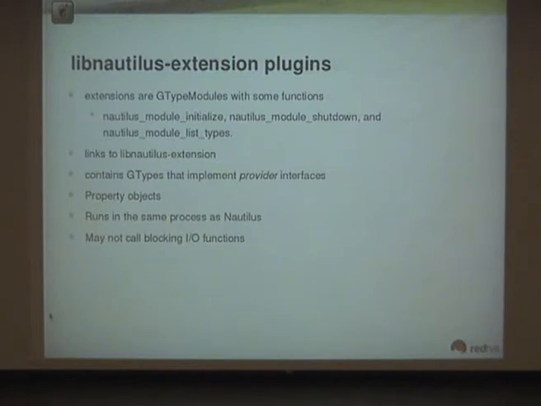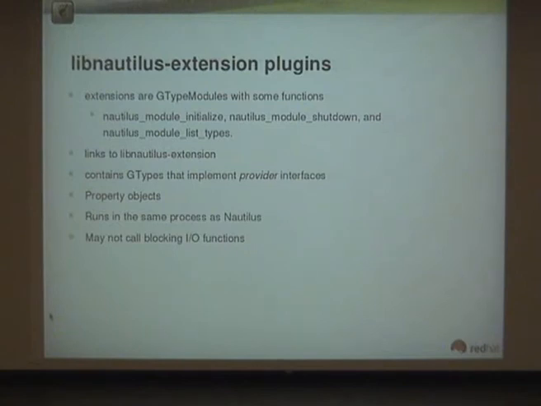Technically, an extension is something called a GTypeModule, which is some deep magic part of GObject that lets you declare GTypes, which are the core types in GObject, in a shared library. So they can be unloaded and the types go away. You create this GTypeModule with three functions: initialize, and shut down when you unload the extension. And then there's list types, which does most of the work. It returns a set of types that Nautilus can create. Each of these types is supposed to implement what we call the provider interface.